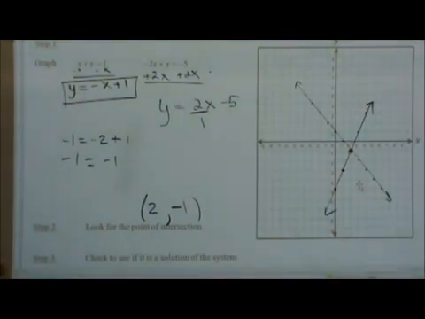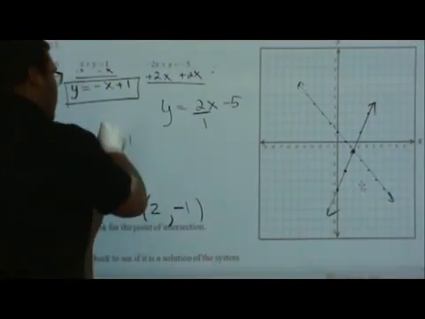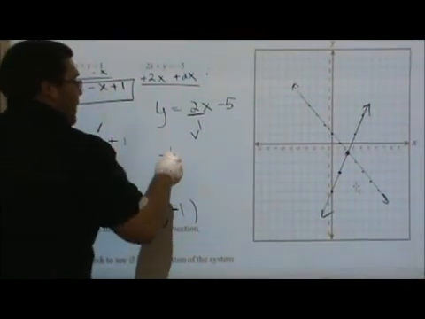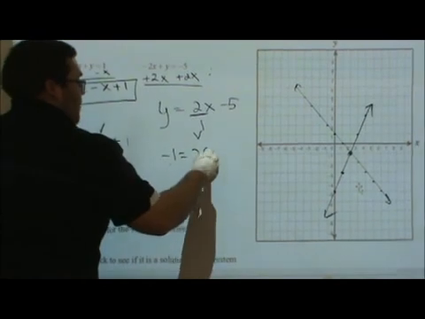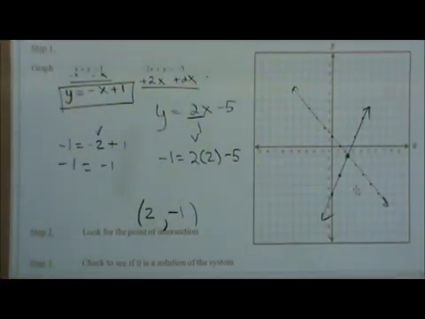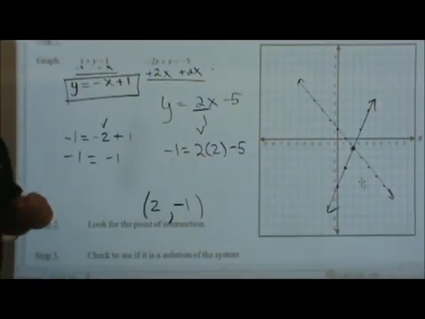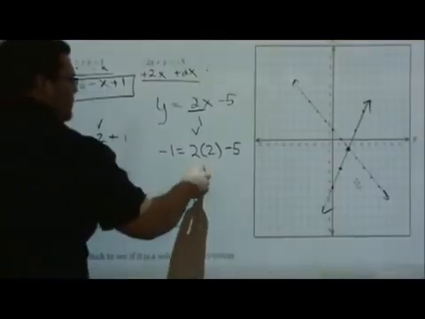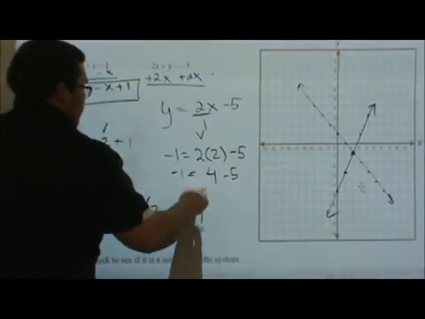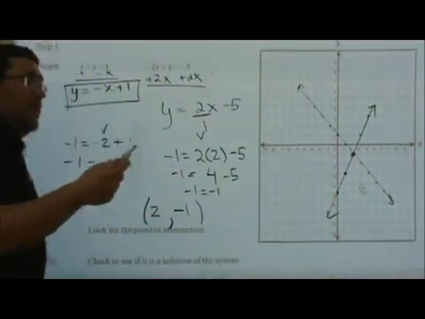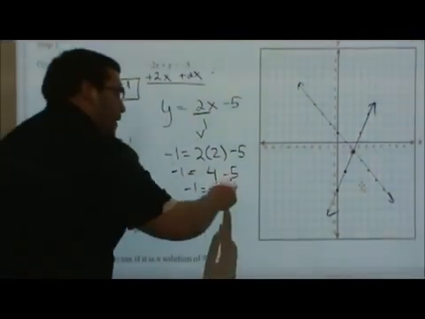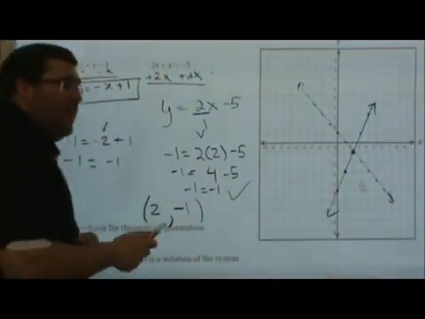We continue. Plug it in over here for a check. Negative 1 for y. 2 times 2 minus 5. Well, 2 times 2 is 4, minus 5. Would you look at that? It certainly checks out. And we just completed our first problem by graphing systems of equations.